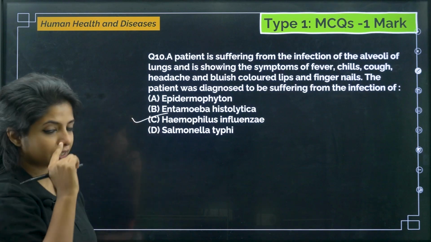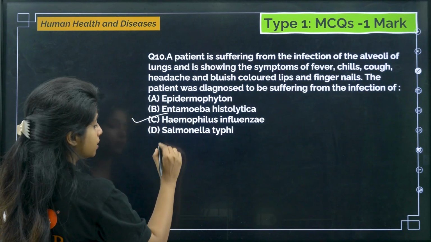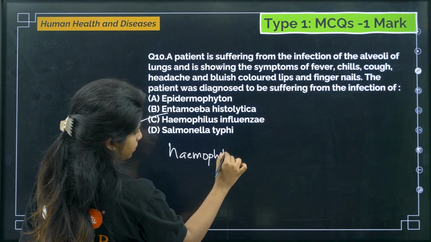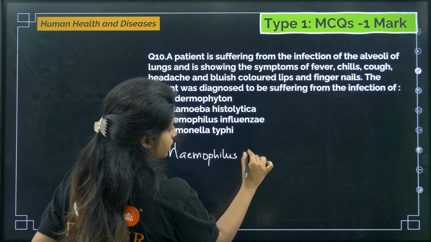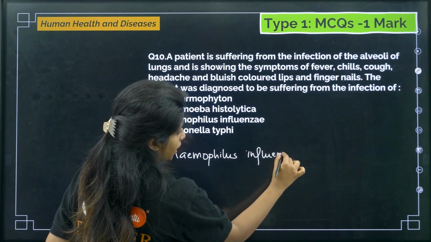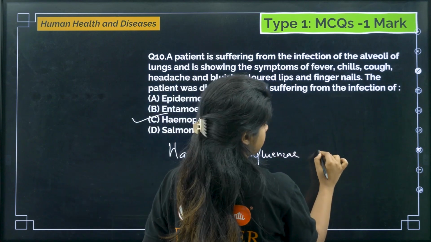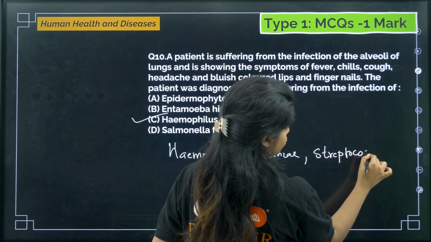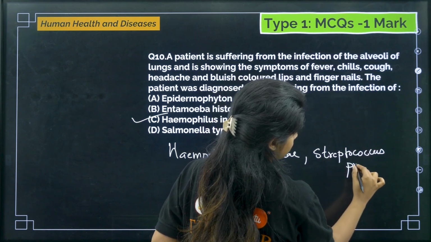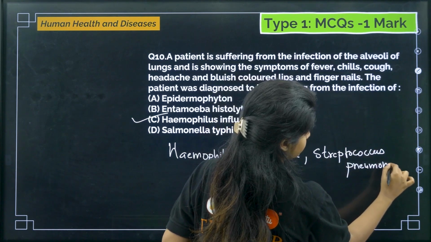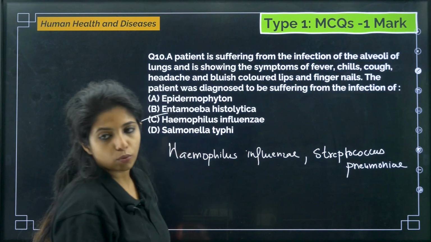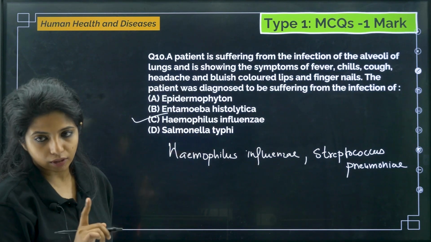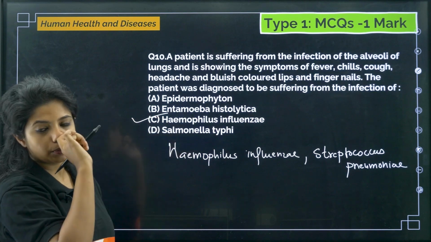I told you there are two bacteria that cause pneumonia. One is Haemophilus influenzae, and the other one is Streptococcus pneumoniae. The other one is what, children? It is Streptococcus pneumoniae that causes the disease. So I hope you got it. One is mentioned over here, so you have to put a tick on that.